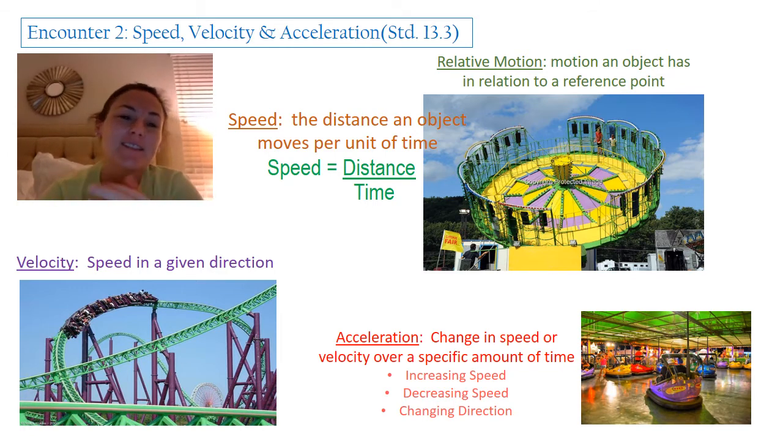Lastly, acceleration, okay? Acceleration is just that change in speed or velocity over a specific amount of time. So think about bumper cars. The way you can define acceleration is by three things: you're either increasing speed, decreasing speed, or changing direction. That means you can have a positive or negative acceleration. Increasing speed, if you're moving forward, is a positive acceleration. If you're decreasing speed, you're technically having a negative acceleration.